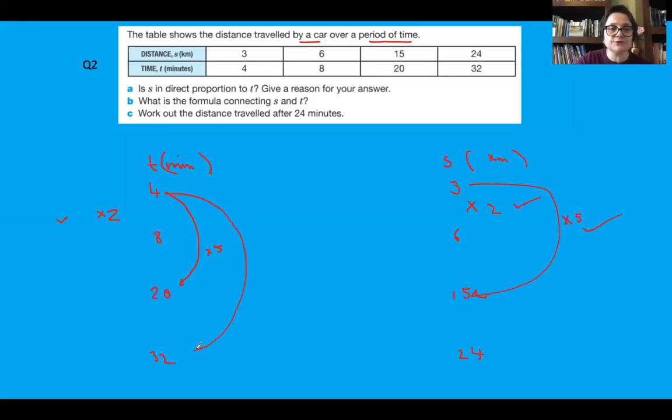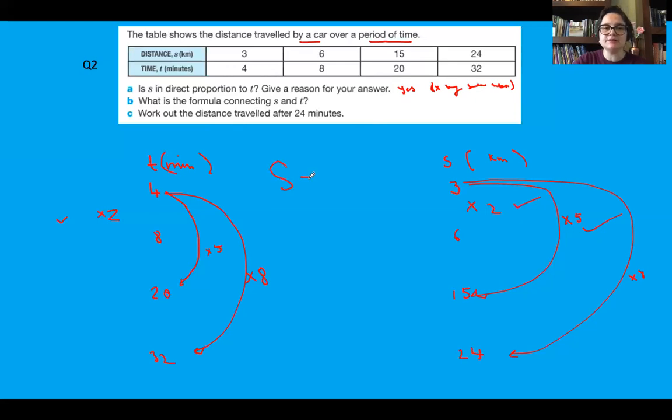From 4 to 32, you need to multiply by 8. And from 3 to 24, again, you need to multiply by 8. Can you see? So for every quantity that we are given, we multiply both quantities by the same number to get to the answer. That means, yes, the distance is in direct proportion to the time. And this is the reason why: multiplied by the same number.